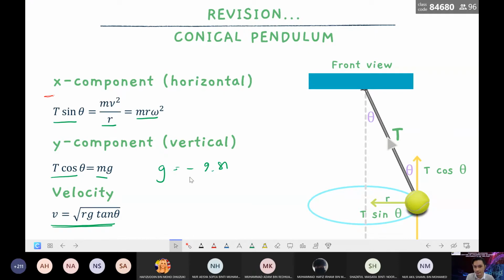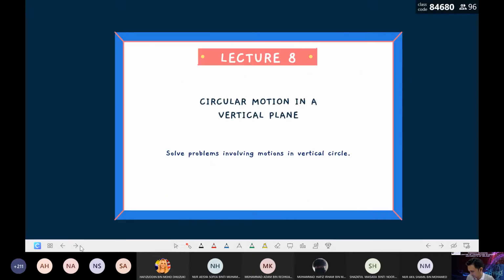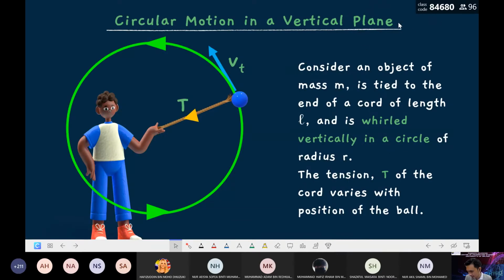Relative motionnya kepada apa yang Hafizuddin cakap tadi tu, relative motion tu, it is actually related to our circular motion. Kita tak libatkan pergerakan atas bawah ke, kiri kanan ke, it is always in circular motion. Alright, thank you. Next. Okay, hari ni kita akan buat circular motion in a vertical plane. Then we need to solve the problems involving motion in vertical circle lah. So it is vertically move. Ada komen x component. X component. Alright, next.